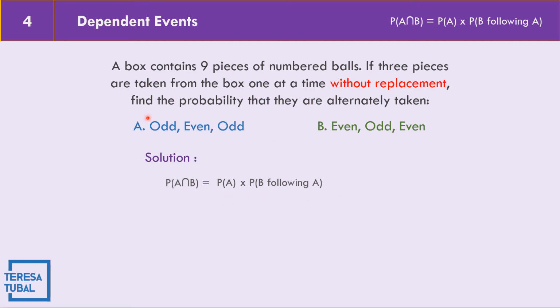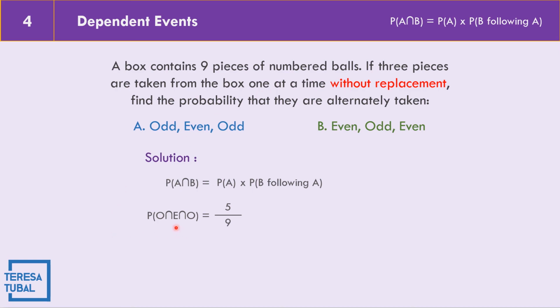As you can see, we need to find the probability of odd, even, and odd. So that becomes the probability of odd intersection even, even intersection odd. What could be the value of the odds? The odd numbers in the 9 pieces of number balls are 1, 3, 5, 7, and 9. So we have 5 out of 9. Why 9? Because the box contains 9 pieces of number balls.